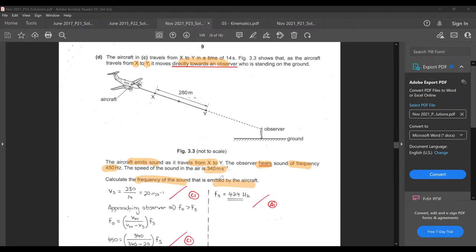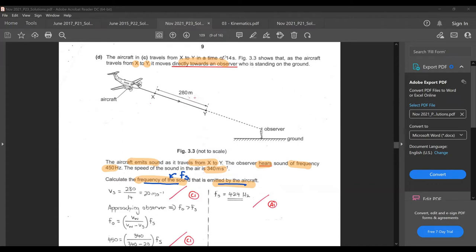So when looking at this question, by now you should be able to work out that this is actually talking about Doppler effect. You've done enough questions already. So a few things to note. They want the frequency of sound that is emitted by the aircraft. This is actually asking you for your source frequency.